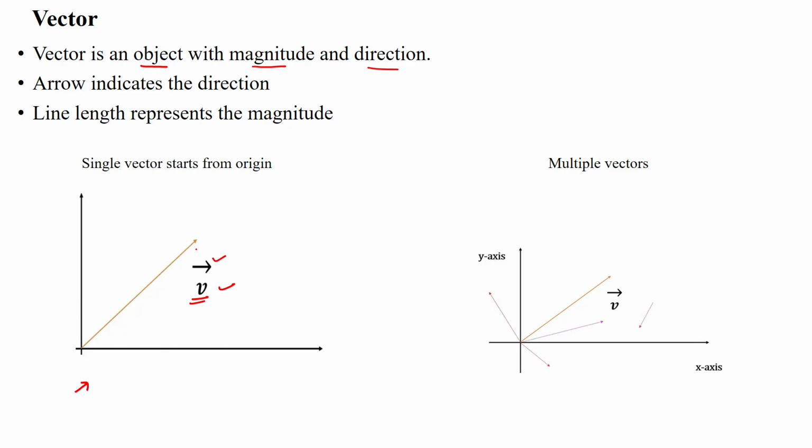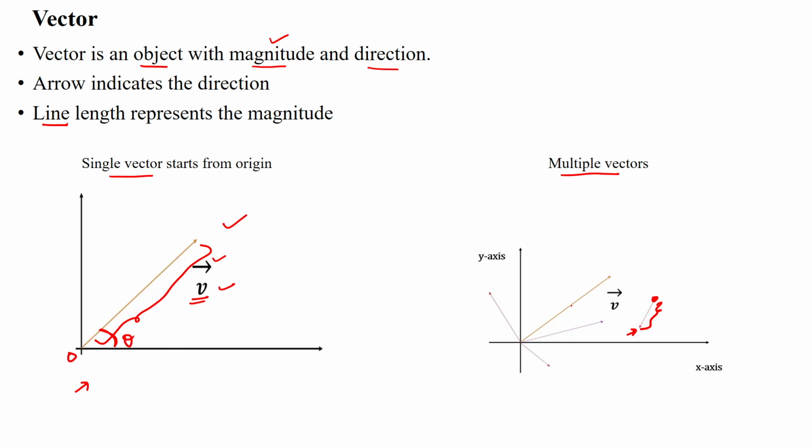Here, if we have a vector like this, this length is indicating the magnitude of this particular feature, and this direction, this orientation, is indicating the direction of this particular feature value. So here the line length represents the magnitude. Here is the representation of a single vector starting from the origin 0, and this plot is giving multiple vectors. This is one vector, starting from this point and ending at this point. So the length of the line is called magnitude.